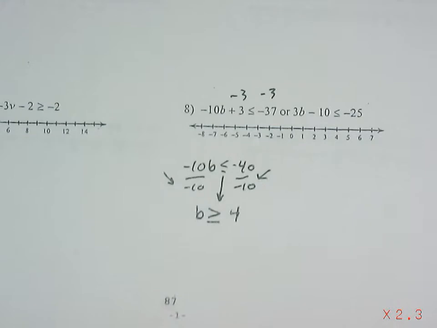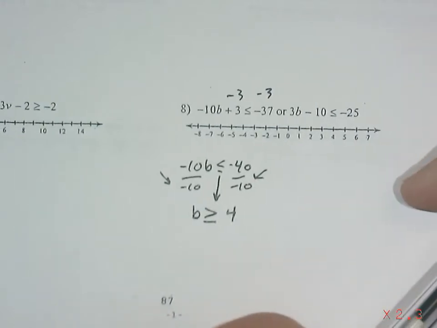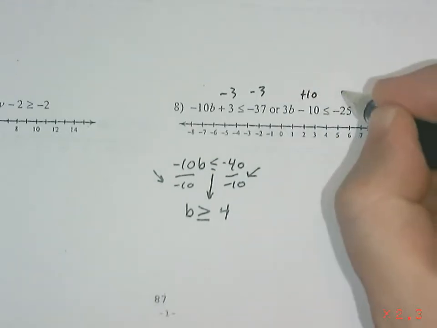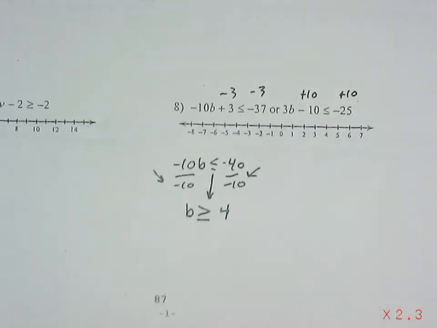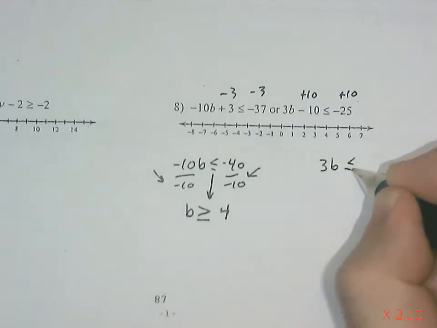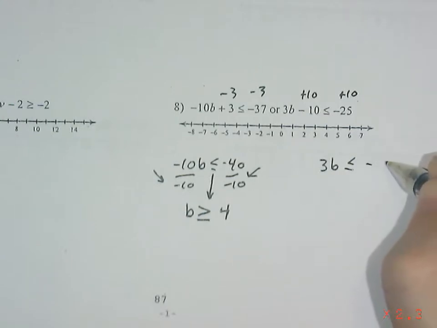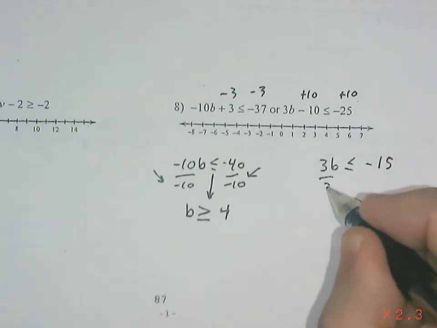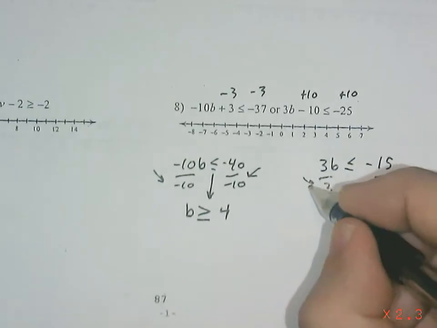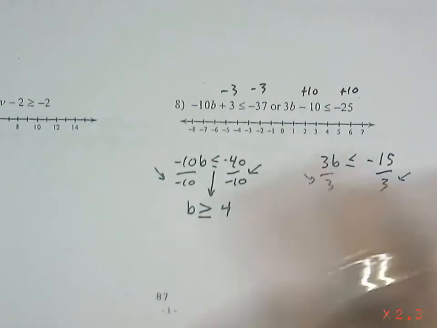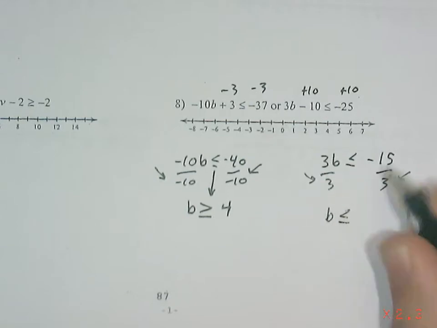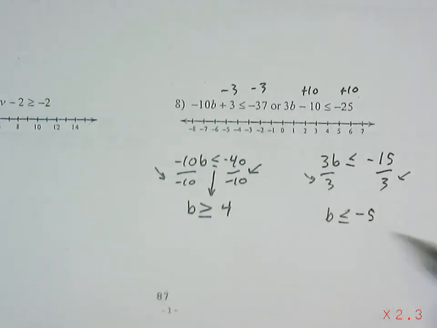Okay? So there's one of my solved inequalities. Now let's look at the other one. So this one, I'm adding 10 to each side. Okay? So it's out the door, and then I'm left with 3b is less than or equal to -15. And then I divide by 3. Is that a negative number I'm dividing each side by? No. It's not, right? So my inequality symbol is going to stay the same. So b is going to be less than or equal to -5.